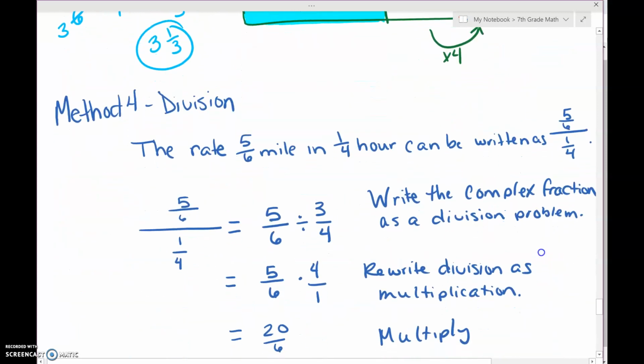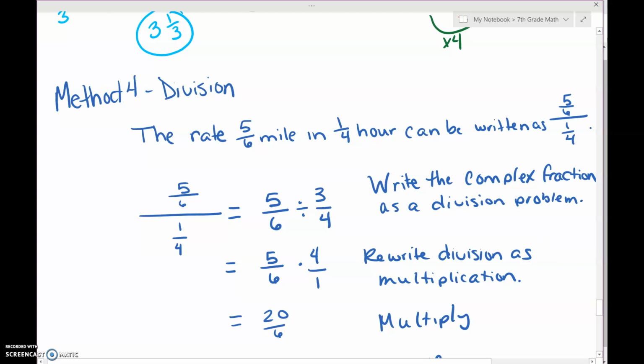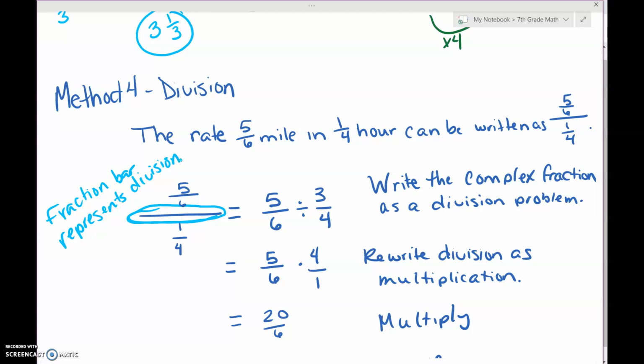Or, let's look at some division. Remember, the rate 5/6 of a mile in 1/4 of an hour can be written as 5/6 over 1/4. What does this bar mean here again? This fraction bar represents division. Do we always translate it as that? No. But if I have a fraction over a fraction, it will be division. So let's rewrite it. 5/6 divided by 3/4.